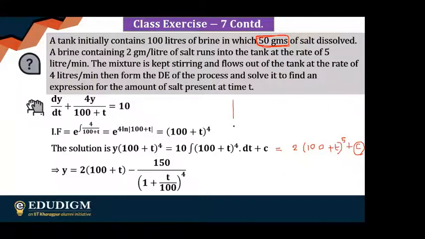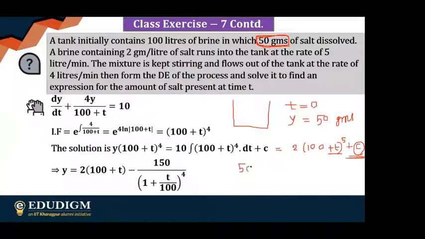Initially, at t equals 0, what was the amount of salt? The amount of salt was 50 grams. So this will give you the value of C. I hope you understand what I'm talking about. Put t equals 0. If I put t equals 0, then y equals 50 grams.